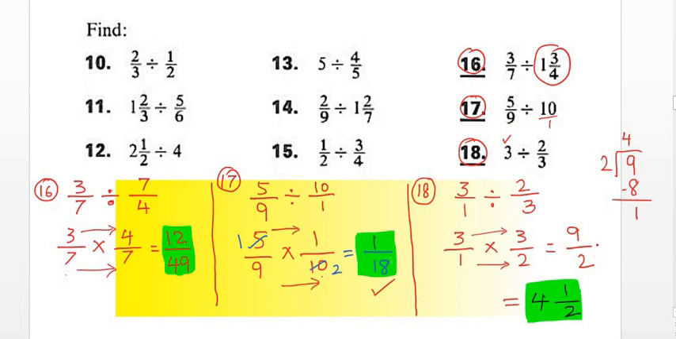Now this is an improper fraction, so how do we change the improper fraction into a mixed number? We divide it, so we will divide 9 by 2. It will give you a mixed number 4 whole 1/2, right?